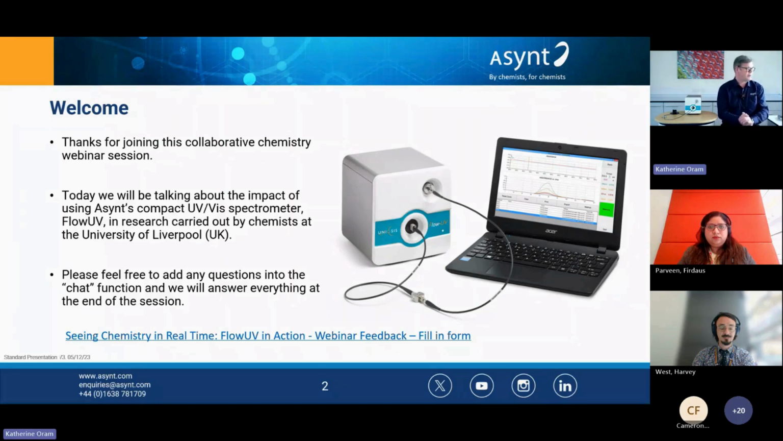Today, as I said, we're going to be talking about the impact of Asynt's FlowUV spectrometer, and also highlight some of the research carried out by our guest speakers today from the University of Liverpool.